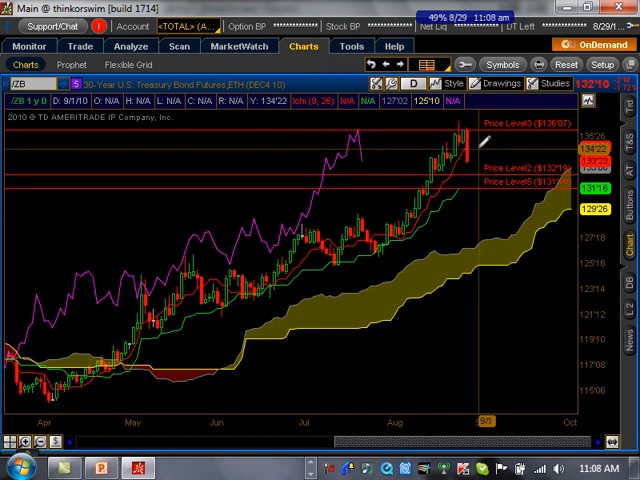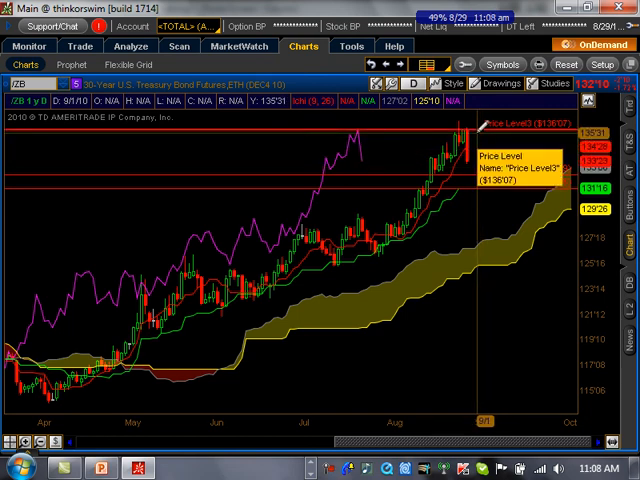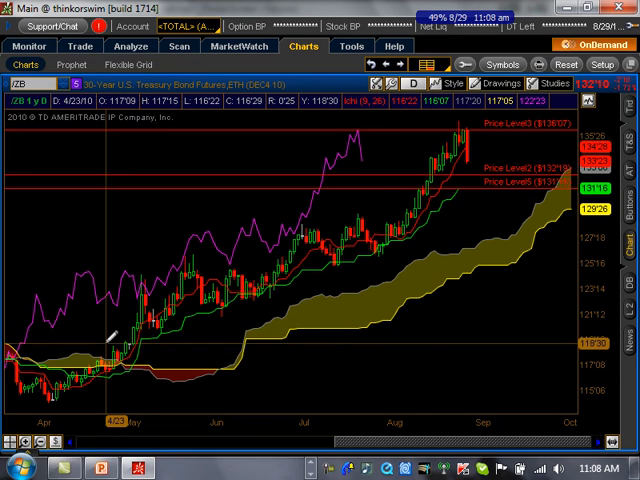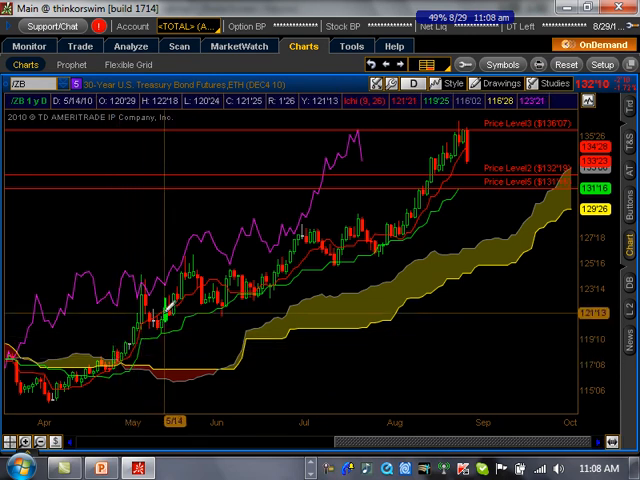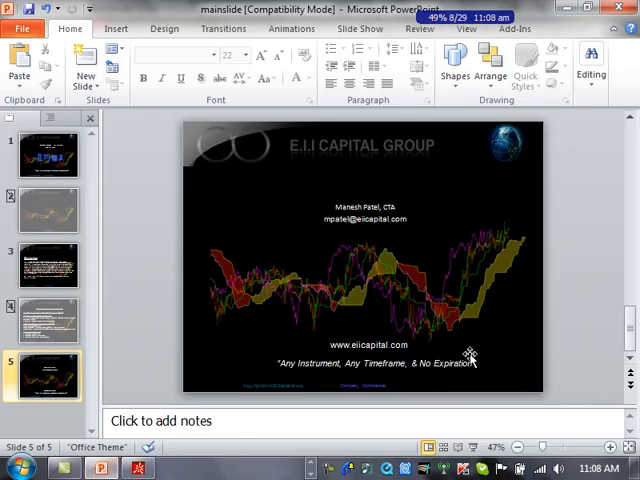There's a high possibility it will retest the high, but I don't know if it's going to break out anymore because this thing's been moving since May and it's been moving drastically. So it's questionable how far this thing's going to go.